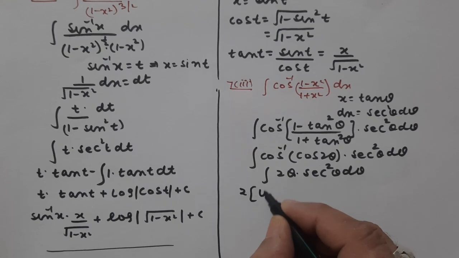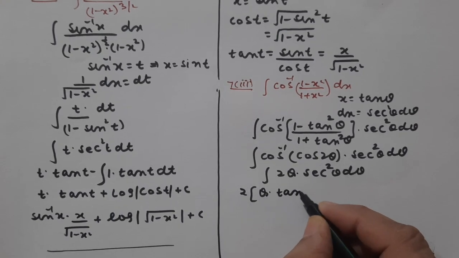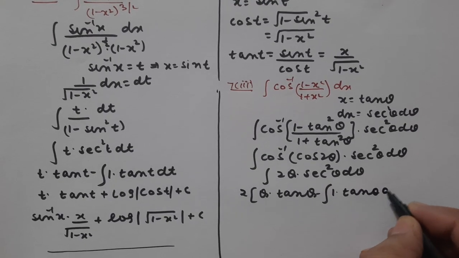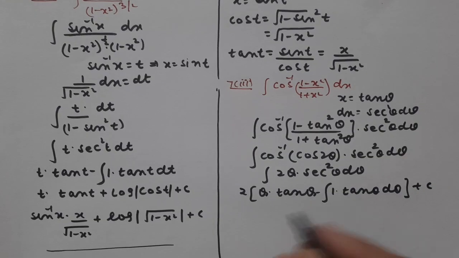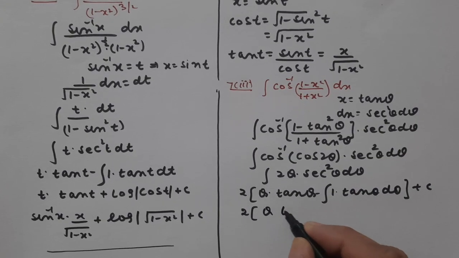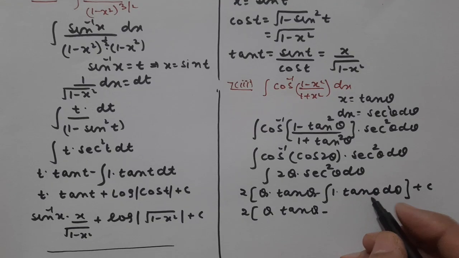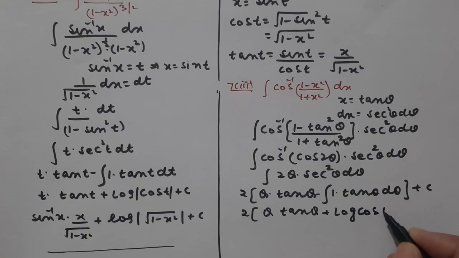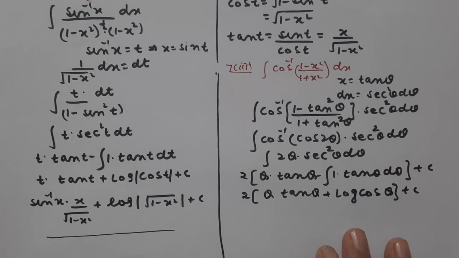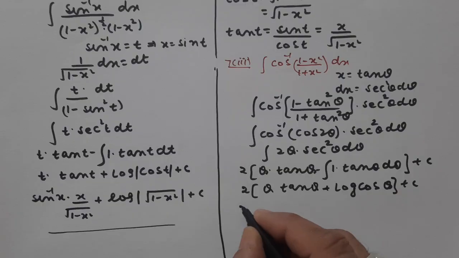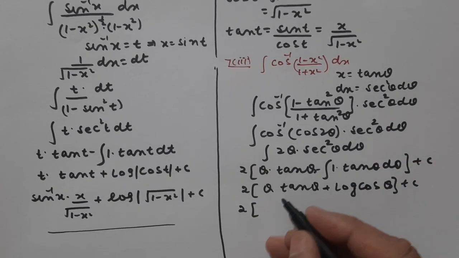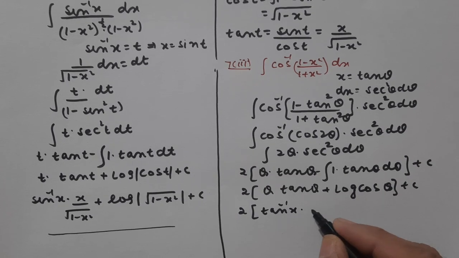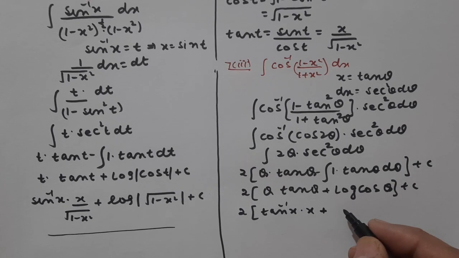Now integrating. First function, integral of secant square is tan theta, minus derivative of first is 1, integral of tan theta d theta, plus c. Now the integral of tan theta is minus log cos theta, so this becomes theta tan theta plus log of cos theta plus c, like this. Now putting the value, we know that theta is tangent inverse x, and tan theta is x, and the value of log cos theta.